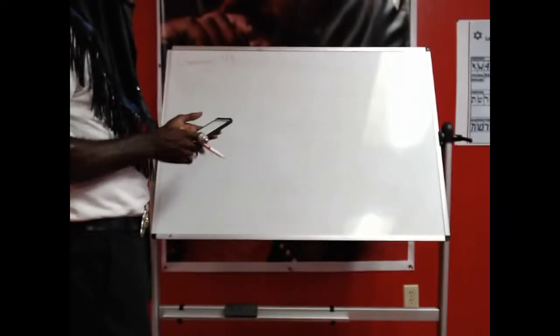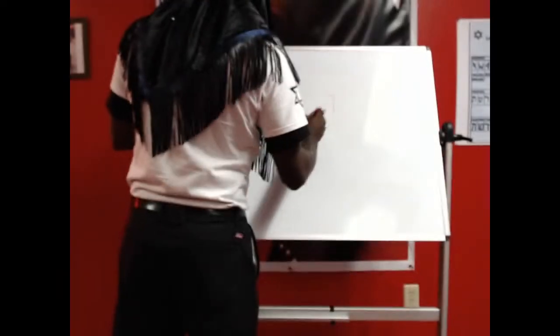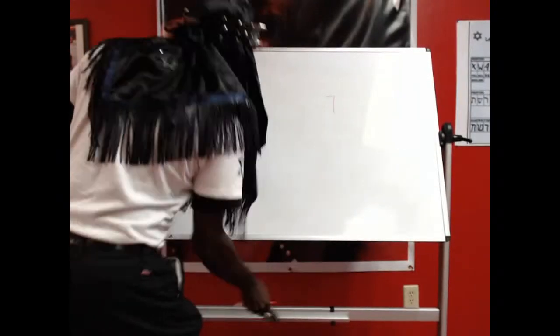And before we go into the verses of Genesis 49, we're going to deal with this first part right here. It says, gather yourselves together and hear, ye sons of Jacob, and hearken unto Israel your father. So when you're looking at your blue letter, it's going to say Yaaqov. We're going to put that on the board.